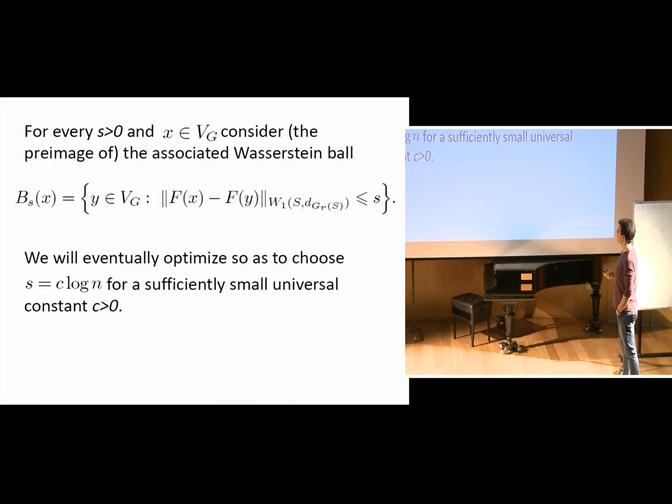So, okay, I need to look at what happens to balls, or actually pre-images of balls. If I have a radius, a number s bigger than 0, and a vertex x, I'll define B_s(x) to be the pre-image. It's all those y's such that F(y) is close to F(x) in this Wasserstein 1 norm, s close to it. And again, I'm telling you that in the end, the optimal choice will be s is a small enough constant times log n, but we'll see. Okay. So these are these notions of balls, these are Wasserstein balls.